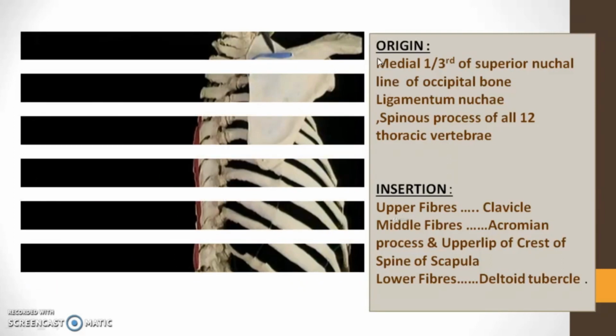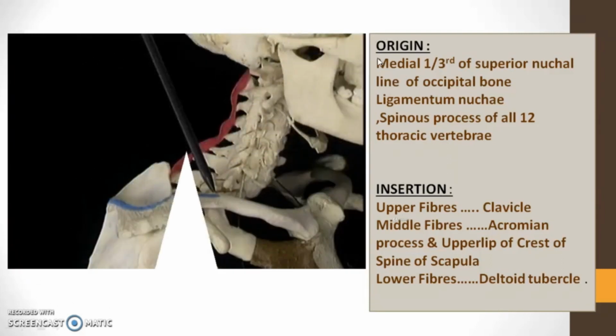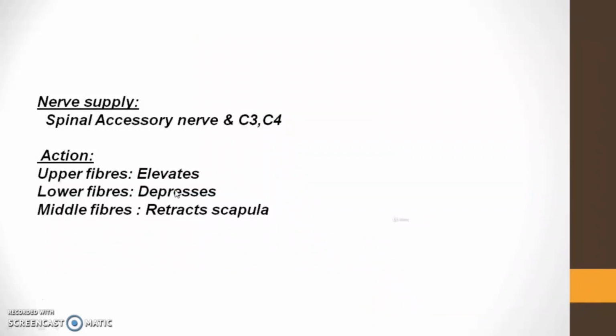Then we have attachment in the clavicle, that is the lateral 1/3 of the superior surface of the clavicle, giving attachment for this trapezius muscle. The other attachment is in the deltoid tubercle. Now coming to its nerve supply, it is supplied by the spinal accessory nerve, which is a cranial nerve. We have 12 cranial nerves, and among them the 11th cranial nerve is the spinal accessory nerve. So the spinal accessory nerve supplies the trapezius muscle.